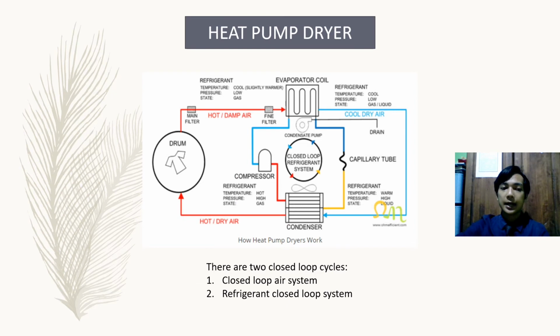First of all, we need to know that heat pump dryers operate with the use of two closed loop cycles. The first is a closed loop air system, where the same air continuously cycles from warm to cool. The second one is a refrigerant closed loop system, where refrigerant continuously cycles from warm to cool. The closed-loop refrigerant circuit functions similarly to that of an air conditioner. However, it removes moisture as well as warms the air to dry the laundry.